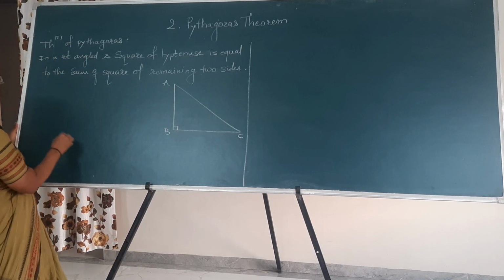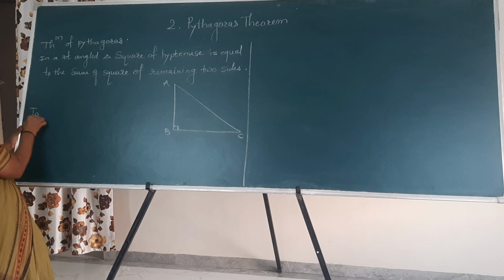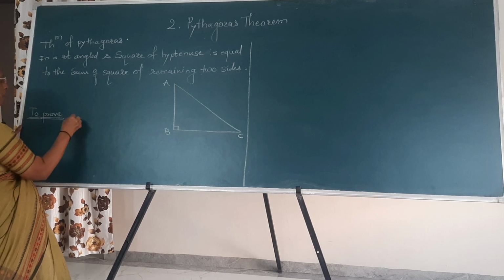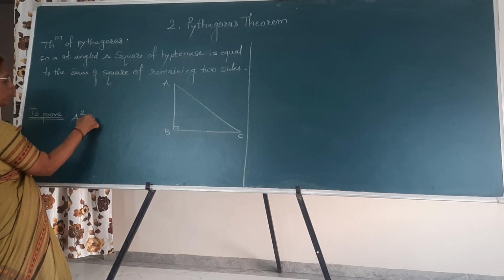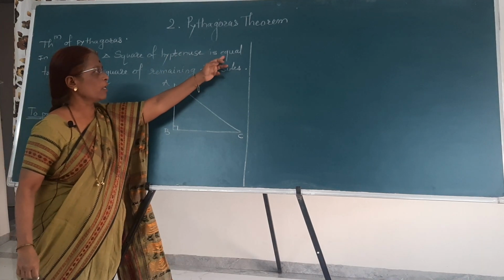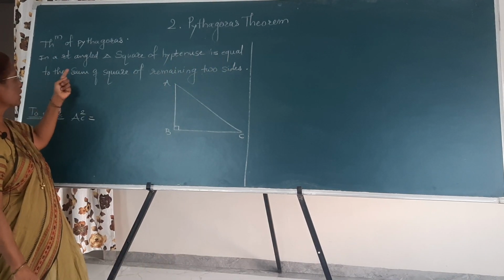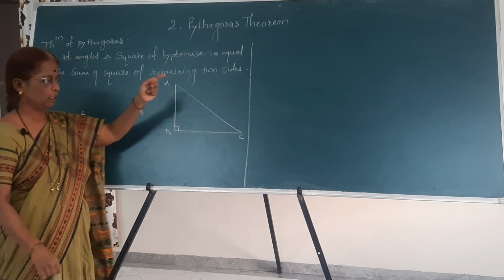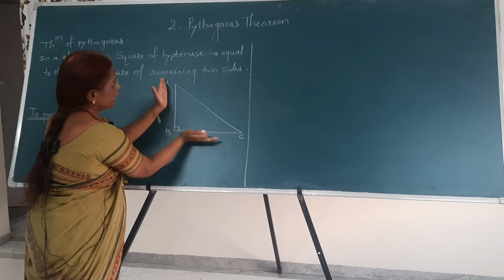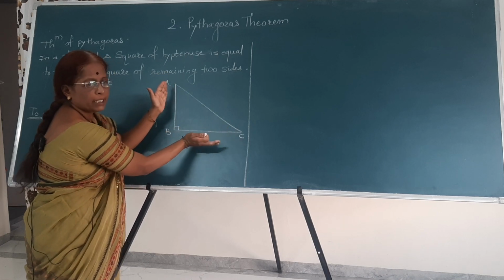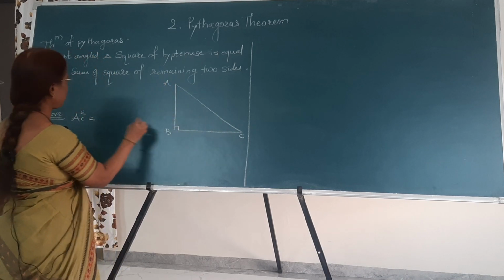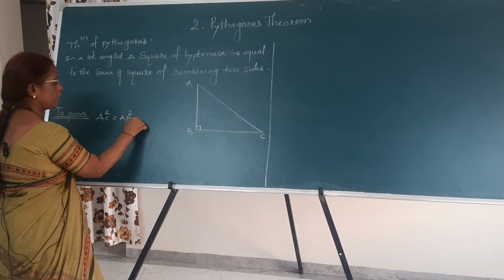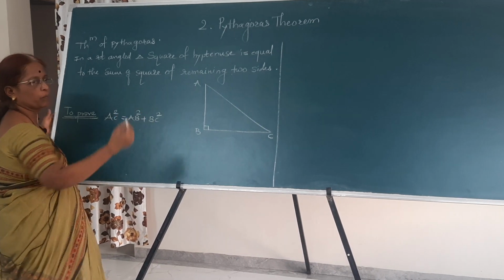So the square of the hypotenuse means, what do we have to prove? To prove is: the square of the hypotenuse, that means AC square, is equal to the sum of the squares of the remaining two sides of a triangle. The remaining two sides are AB and BC. These are the two remaining sides of the triangle, and the sum of the squares of these two sides we have to take. That means, in short, AB square plus BC square, like this we have to prove.